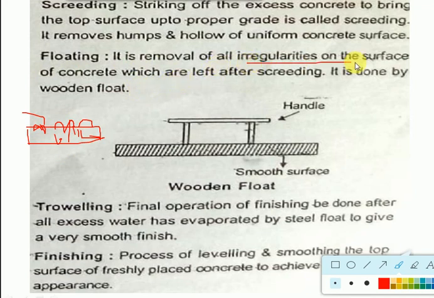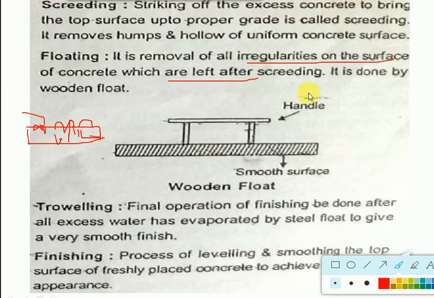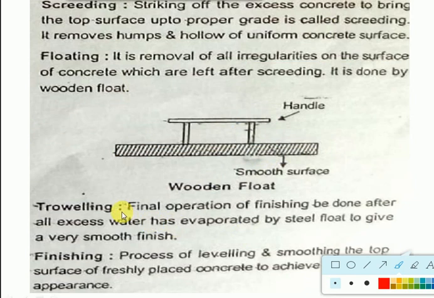So all irregularities on the surface of the concrete which are left after screeding are removed, and it is done by the wooden float. You can see the wooden float here. At the bottom you can see there is a smooth surface, and there is a handle. I think you know this one because you have all visited the site.